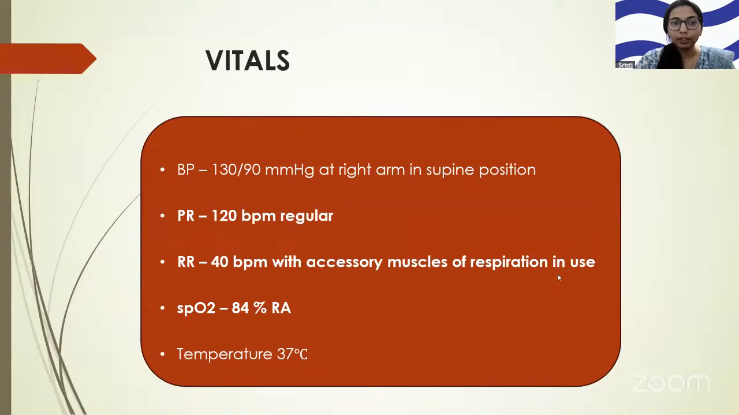The pulse rate was 120 beats per minute, which was regular. Respiratory rate was 40 breaths per minute with accessory muscles of respiration in use. The room air saturation was 84%. Temperature was 37 degrees Celsius.